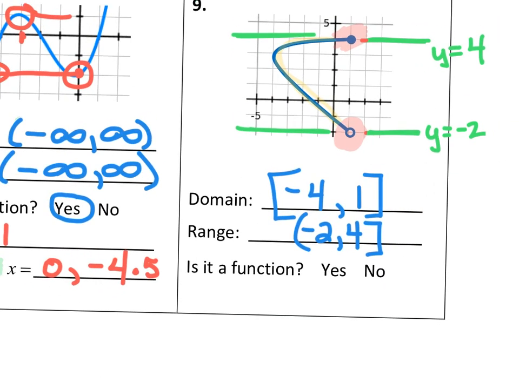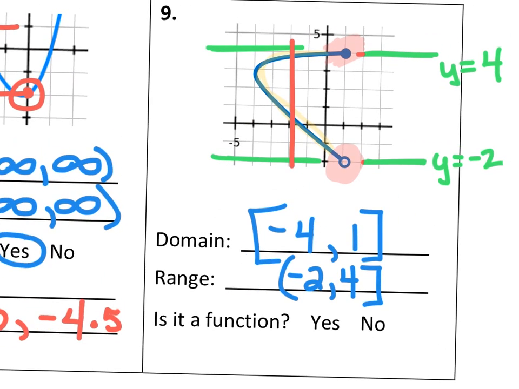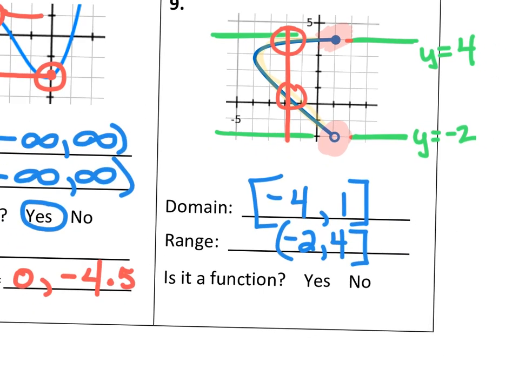It's not a function because it fails the vertical line test. If I were to draw a vertical line in certain places, it touches the graph twice, and that automatically means that it's not a function.